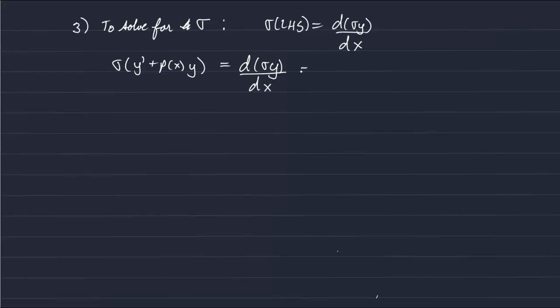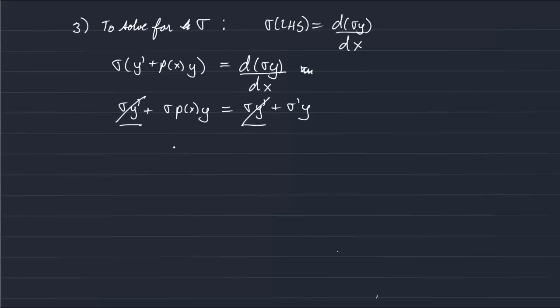And so if that's true, then let me write the next step on the next line. So we have sigma times y prime plus sigma p of x times y is equal to, using the product rule, sigma y prime plus sigma prime y. And you'll notice that the first term on the left-hand side cancels with the first term on the right-hand side.